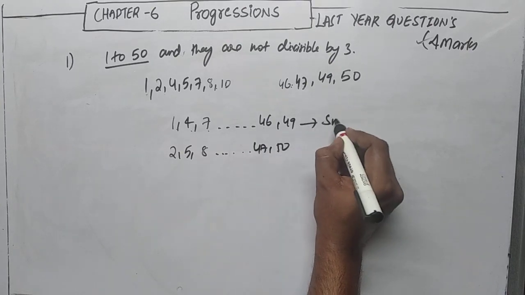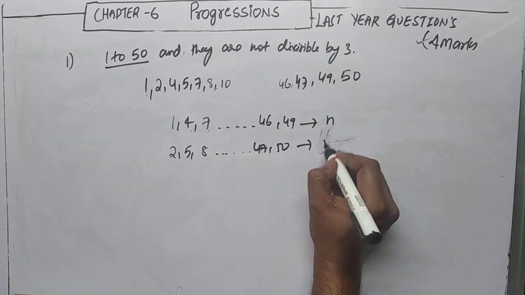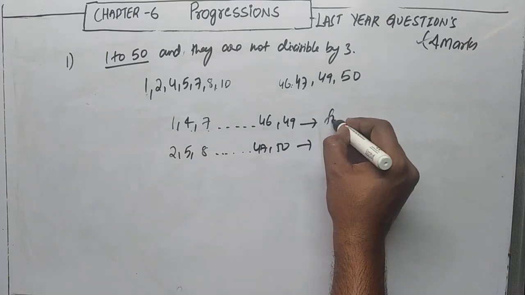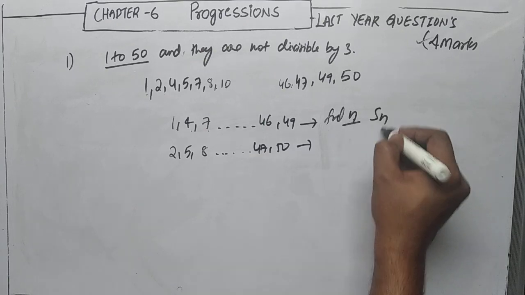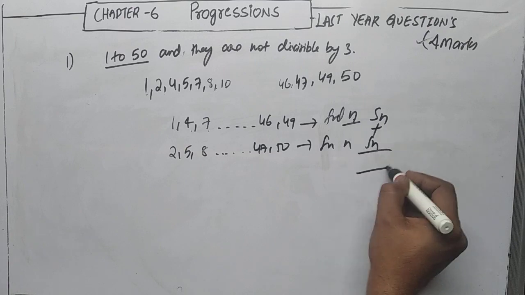You just find the n value. Calculate the n value for both. After finding the n value you have to find the Sn values. Next question: you do this one, I am not doing it. Here the first step is to find the AP, the second step is to find the n, then find the Sn. Now add both the Sn values and you will get the answer.